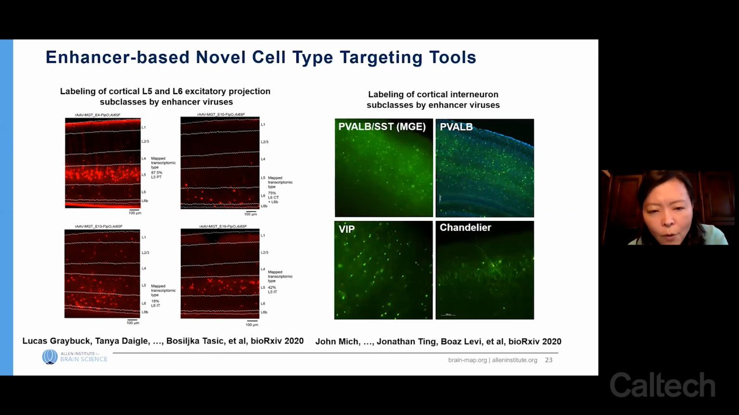The story is, of course, more complex than you can imagine here. The success rate is not 100%, but we were amazed to see that a significant proportion of enhancers we tested can target specific cell types, especially at the subclass level, in a quite significant, specific manner in both mouse, and now we're doing that in the primate brains as well.